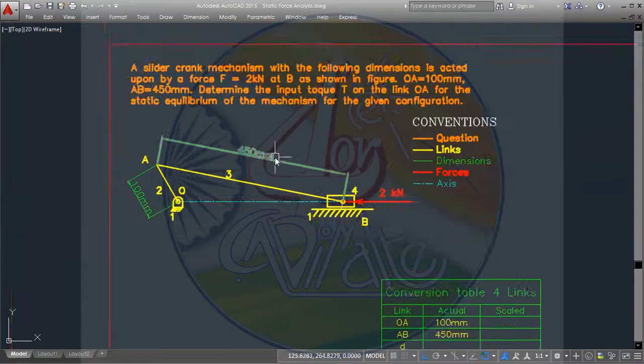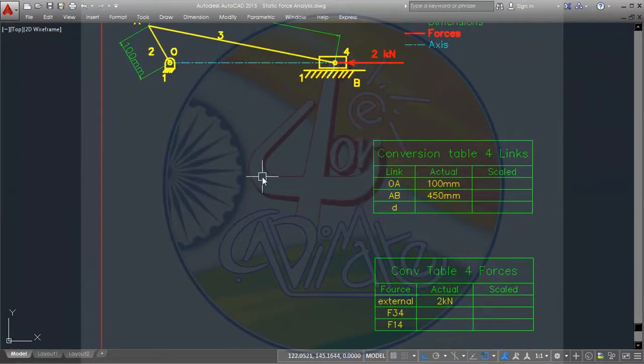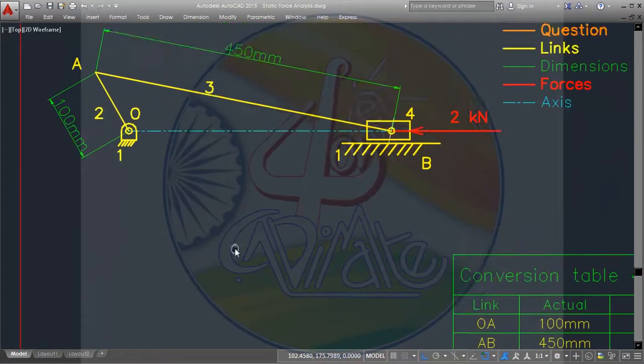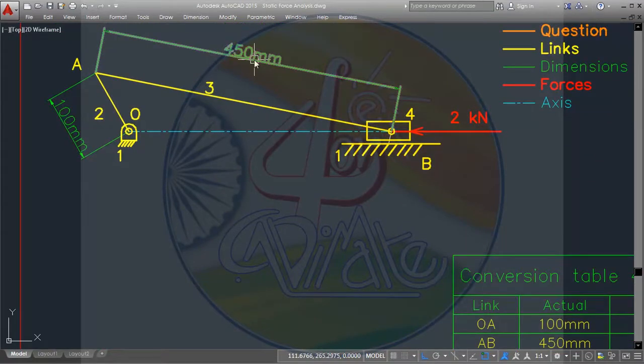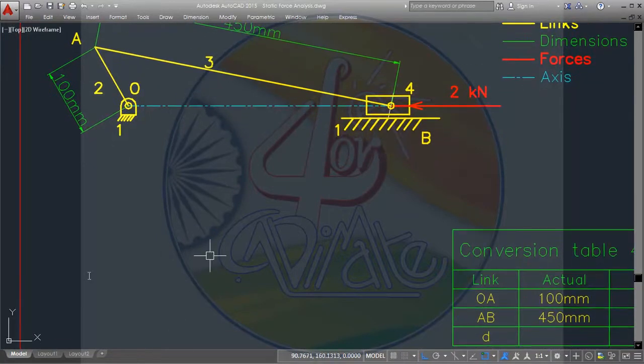Now for drawing on the sheet, we have to take some ratios. We cannot draw as it is, because if you see, this is 450 mm. 450 mm means 45 centimeters. So we cannot draw it directly on the sheet. Our sheet is not that big. Fine. So we have to start by taking some ratio.